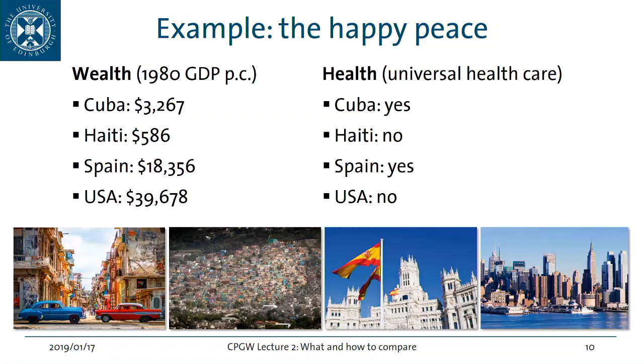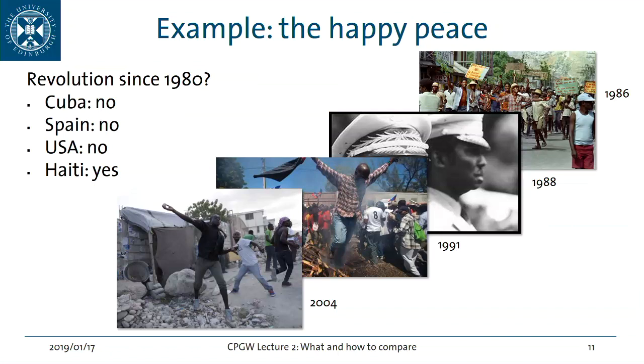I looked up what their GDP per capita was in 1980. We see that the US is the most prosperous country, followed by Spain, Cuba, and then Haiti at the bottom end. And I also looked up who had a universal healthcare system, of which Spain, of course, does have one. Cuba famously has a very good, universal, and free healthcare system. And the US and Haiti both do not, for very different reasons, though, of course. It's not like the US doesn't have the money. It's just not done.